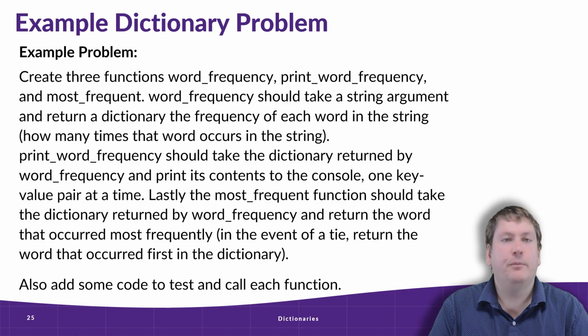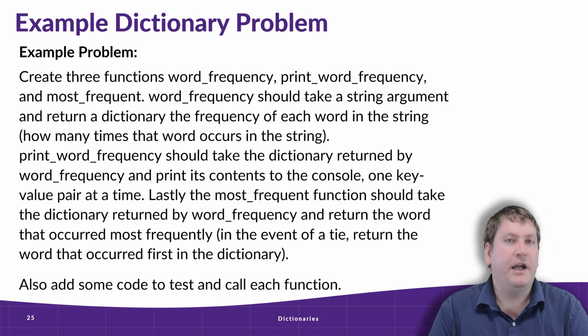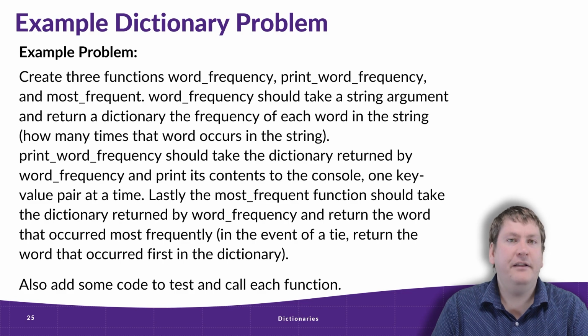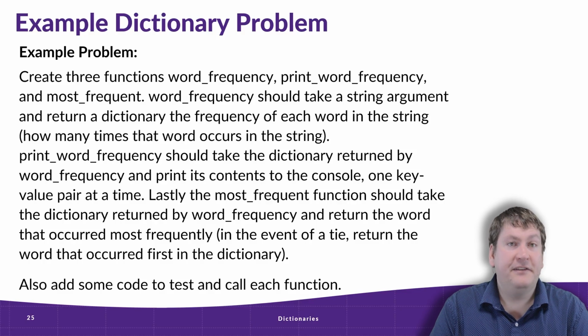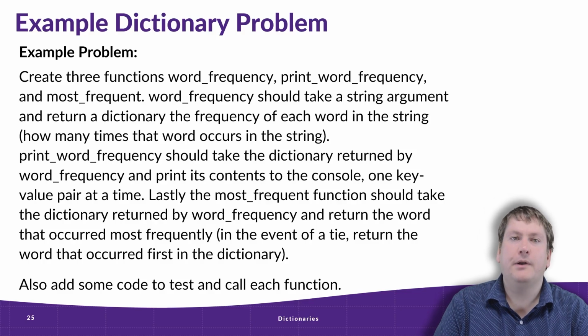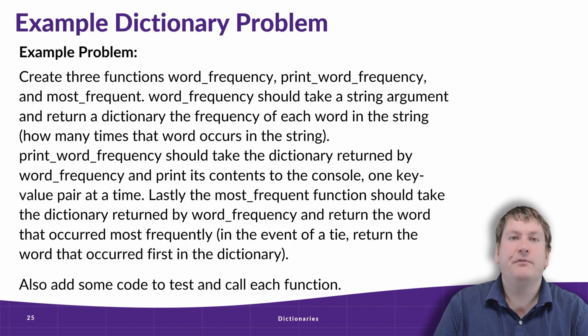So now, as a little bit of a homework problem, I have a problem here that you should try coding in PyCharm. It's going to be a little more complex than the examples we've seen, but don't worry, I have a solution posted to the learning management system, as well as in the slides. So what is the problem? It's create three functions: word frequency, print word frequency, and most frequent.